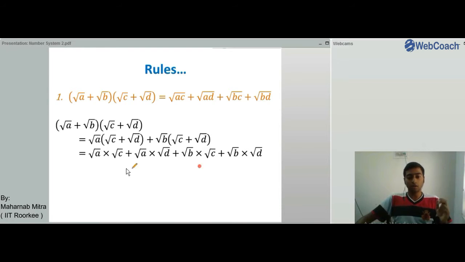So finally, from the laws we had learnt earlier, you can see square root of a and square root of c can be clubbed together, right? Square root of a times square root of c can be clubbed under a single square root as square root of ac, right? Similarly, square root of a times square root of d can be clubbed as square root of ad.